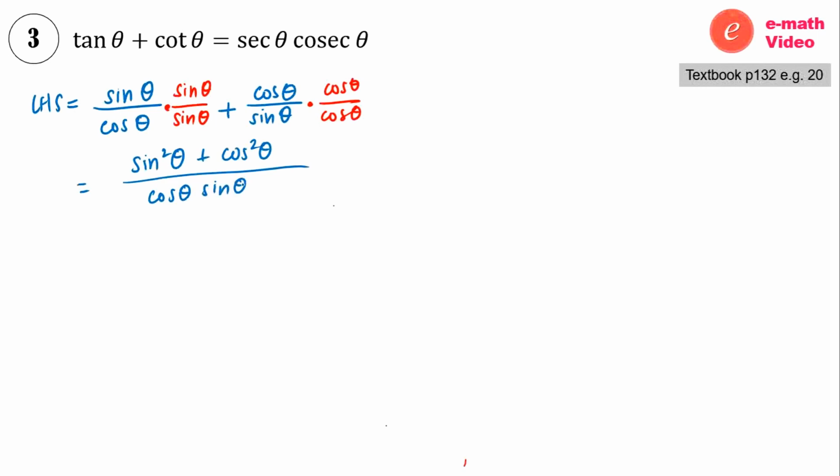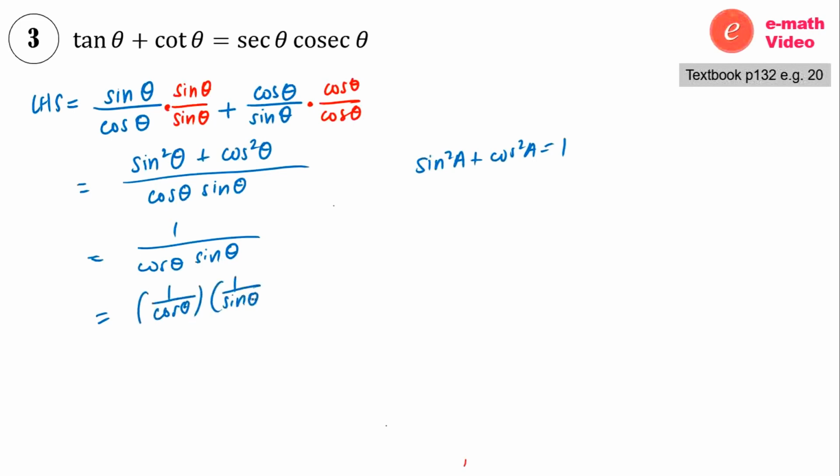And you can see on top is our friend, right? Sine square a plus cos square a equals 1. So on top we just have a 1 over cos theta sine theta. But we need secant and cosecant. So we split the fraction into 2. 1 over cos theta times 1 over sine theta. On top, 1 times 1 is 1. And 1 over cos theta is secant theta. 1 over sine theta is cosecant theta.